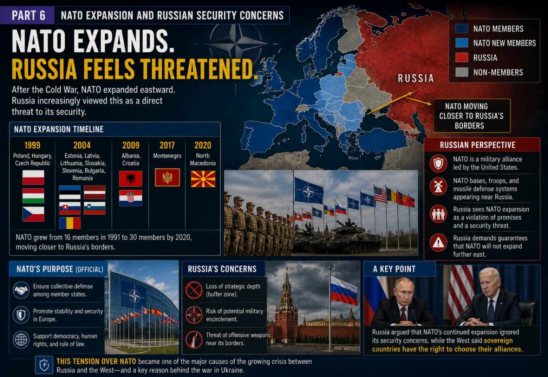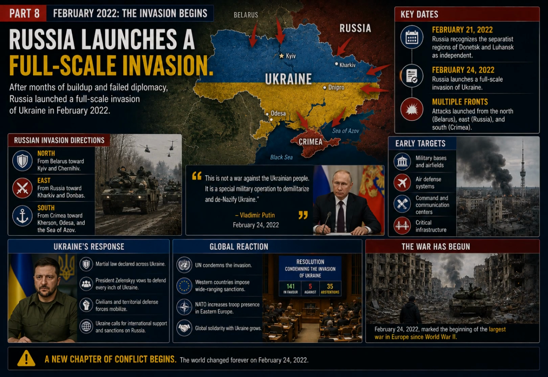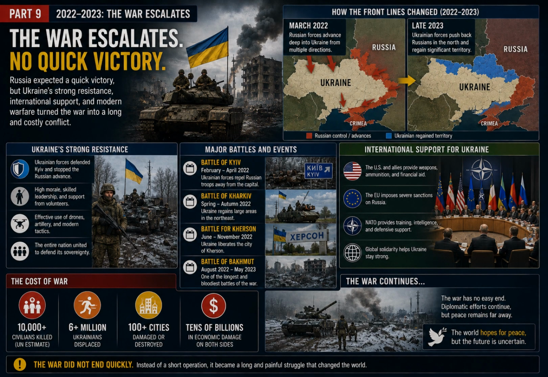Another major issue was NATO. Russia viewed NATO's expansion toward its borders as a security threat. Ukraine increasingly wanted closer relations with NATO and the European Union, while Moscow strongly opposed Ukraine moving into the Western security sphere. In late 2021, Russia demanded security guarantees from the United States and NATO, including limits on NATO expansion. Negotiations failed, and Russia built up large military forces around Ukraine.